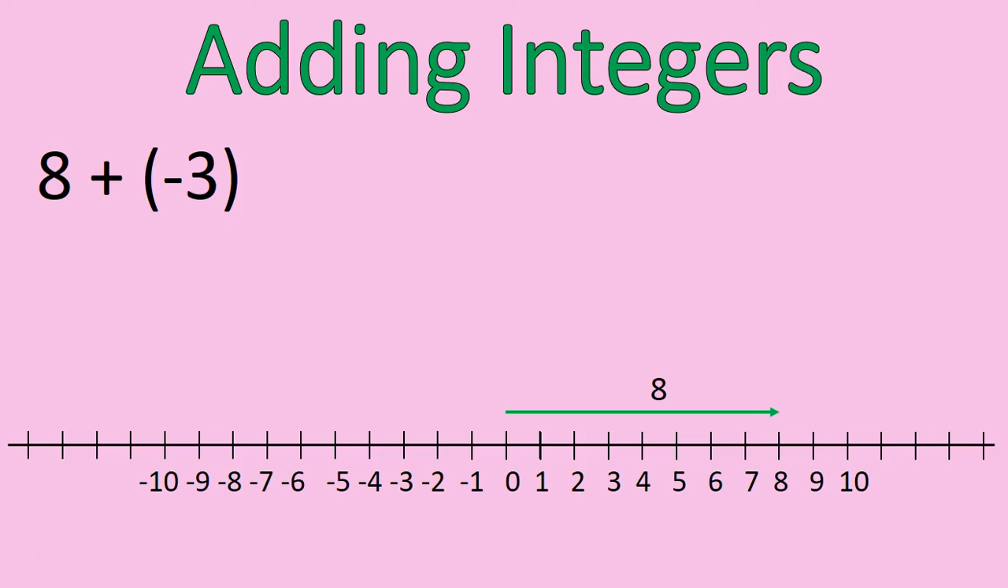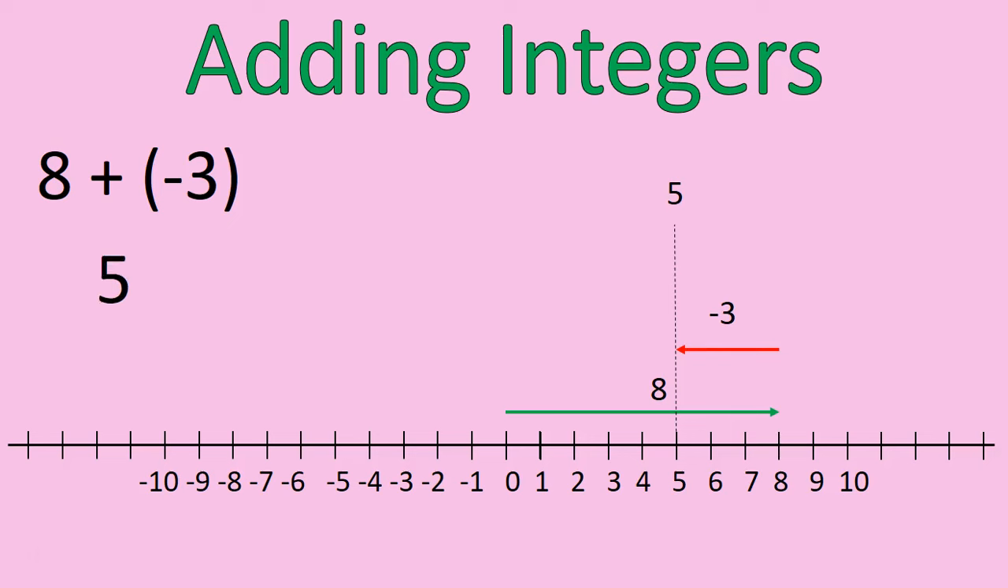Now I also have a negative 3. So I start out with positive 8 and then I go negative 3. When you're adding integers, that's essentially what you're doing. Notice we end on positive 5. There are more positives than negatives, so my final answer is going to be positive.